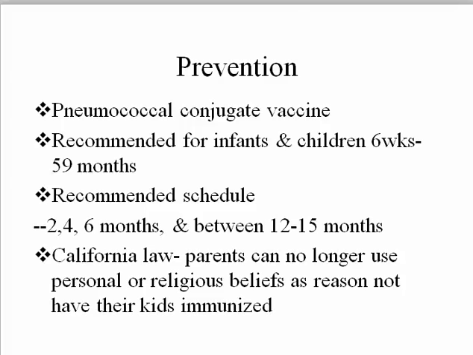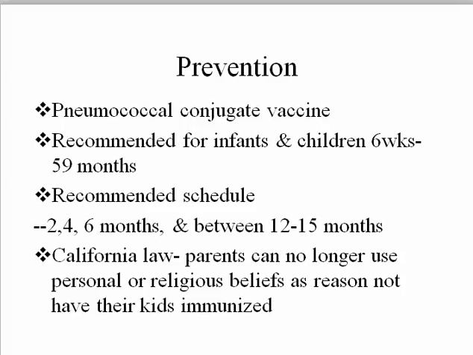So prevention then would be pneumococcal conjugate vaccine, and that is recommended for infants and children 6 weeks to 59 months of age. The recommended schedule would be at 2 months, 4 months, and 6 months, and between 12 and 15 months.